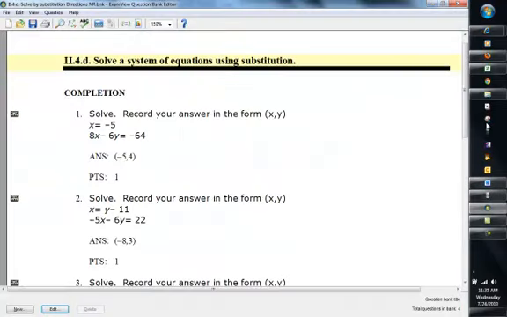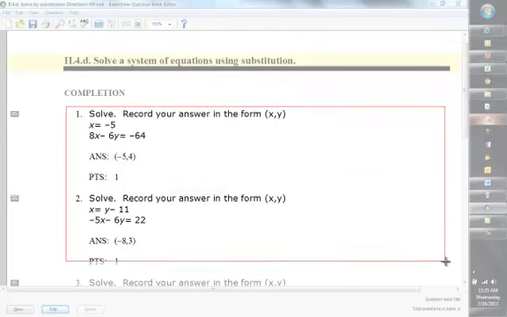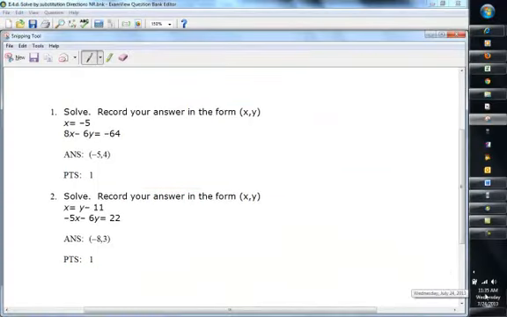So let's look here at the first one. It says the first step is to make sure that one of the variables is all alone, and you notice that you do have x all alone. So we can then substitute what it says x is into the other equation.